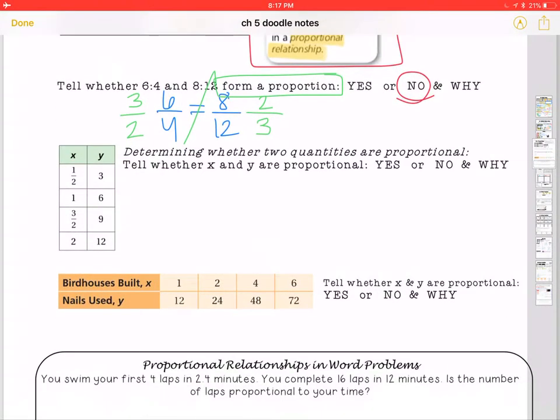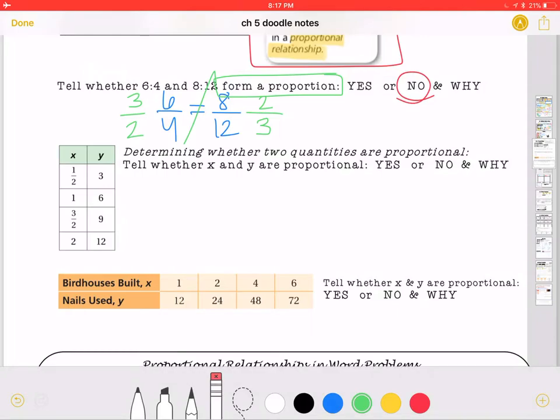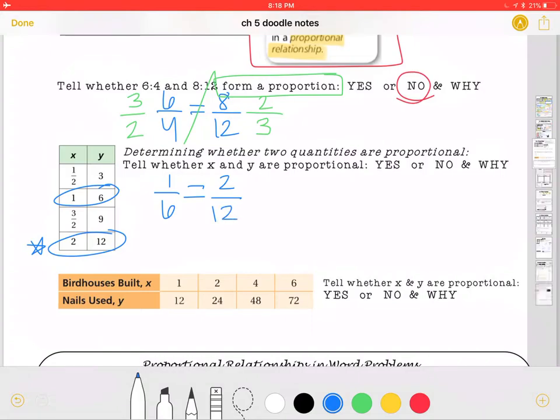Determining whether two quantities are proportional. So we're going to tell whether x and y are proportional from this table. Look at that table. Does x to y, would all of these be equal? So there's a few ways we could do this. You could just choose 2 of them, like I would choose the ones that aren't fractions. You could write them as x/y. X/y. Does that equal this one that is x/y? Would they be equal to each other? Yes or no?